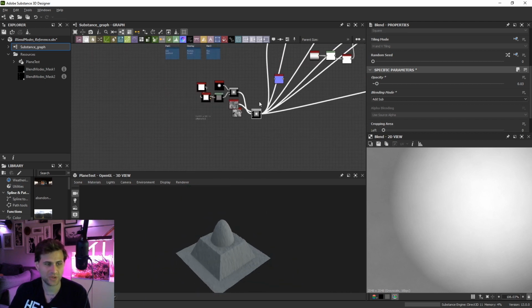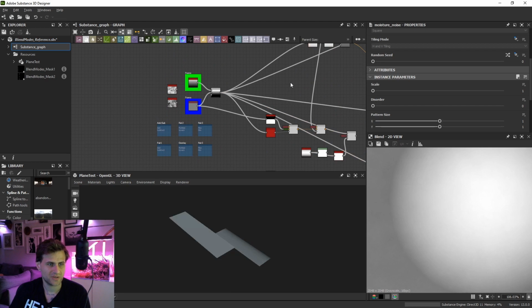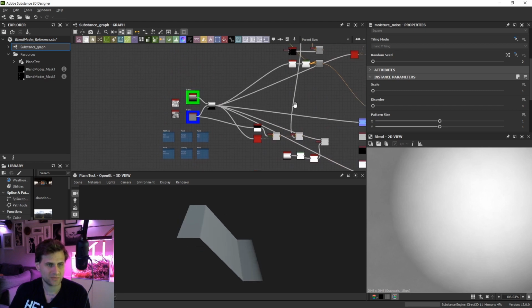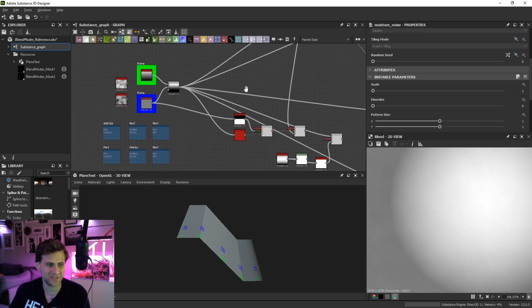I find you'll use add sub a lot, especially when doing height map blending, as I mentioned. So we'll revert these for a second. The last one we should look at is soft light. And soft light is a bit of an enigma.